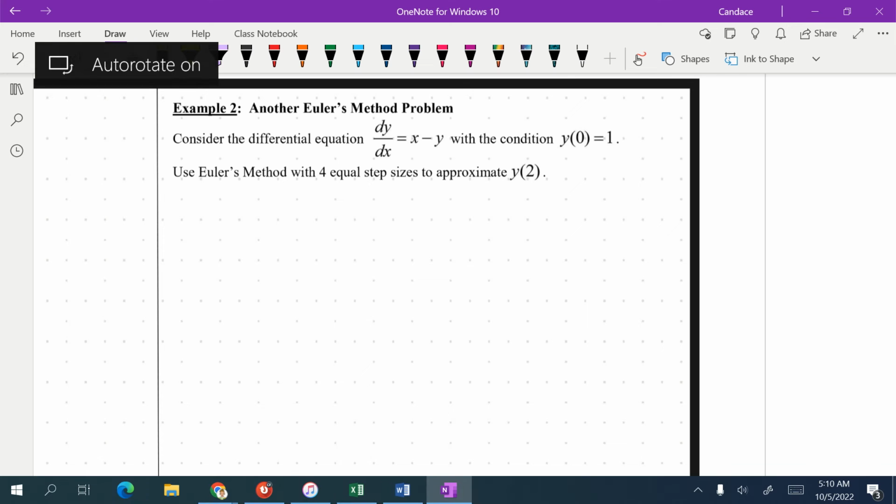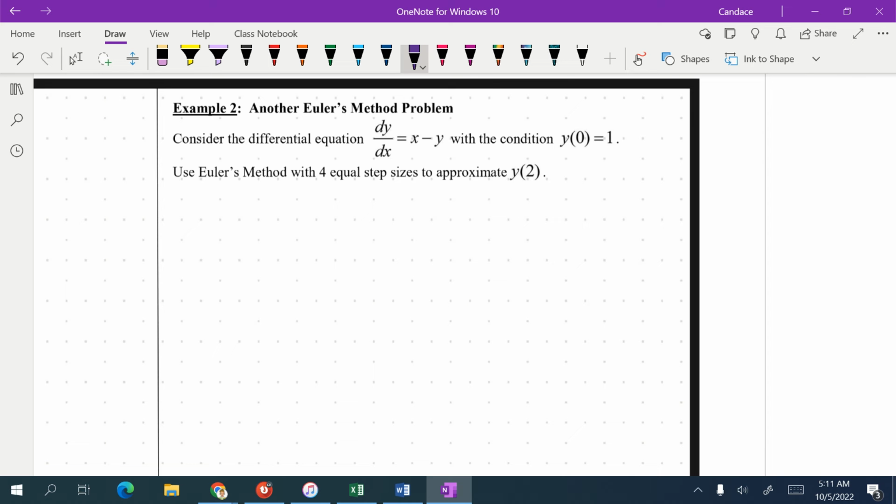In this video, we're going to still continue talking about topic 7.5, where we're doing Euler's method. This is example 2. We have considered the differential equation dy/dx equals x minus y with the initial condition y of 0 equals 1. We're going to use Euler's method with 4 equal step sizes to approximate y of 2.